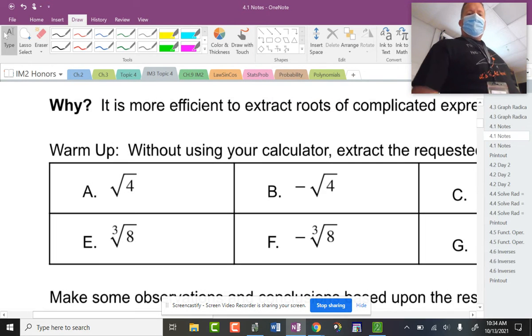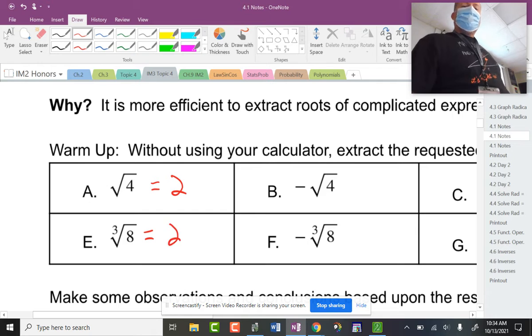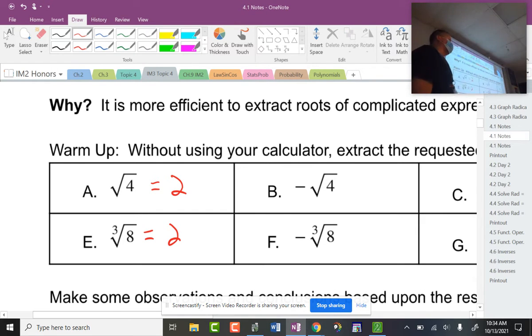All right, so what's the square root of 4, everyone? 3, 2, 1, go. 2. What's the cube root of 8, everyone? 3, 2, 1, go. That is also 2. 2 times itself 3 times equals 8. So that's evaluating this appropriately.